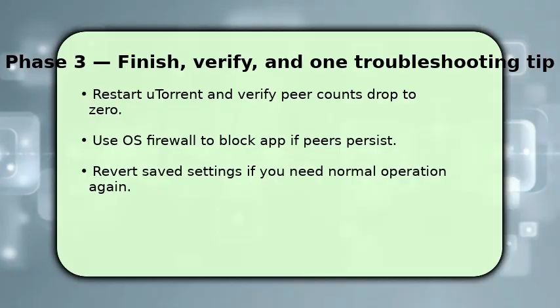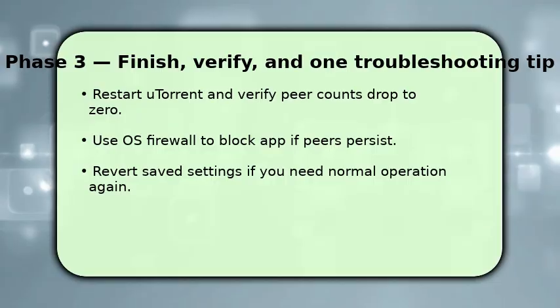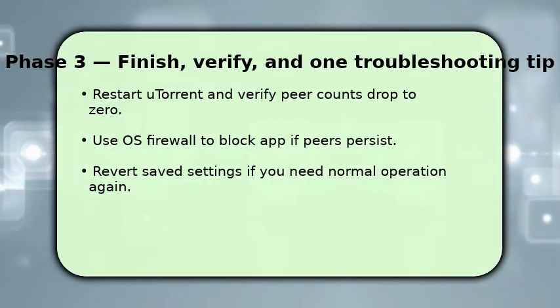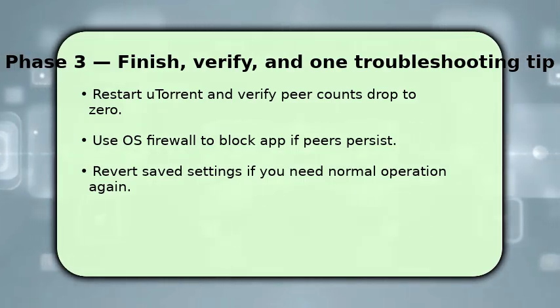Make sure to save your original settings so you can restore them if needed. If something goes wrong, disable the firewall rule temporarily and recheck preferences. This one troubleshooting step usually reveals whether the app or the firewall was causing the problem.